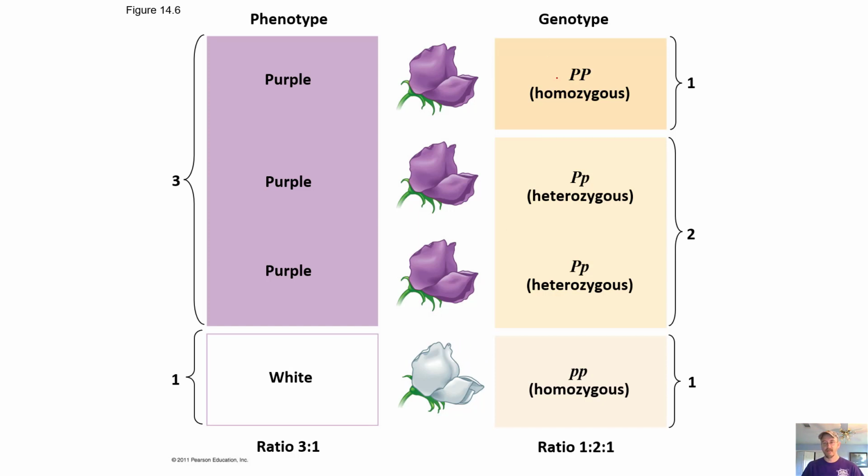If we look at the genotypes, we get a big P, big P, a big P, little p, and a big P, little p, and a little p, little p. Big P, big P, little p, big P, little p, little p. So a 1 to 2 to 1 genotype ratio. So it's a 3 to 1 phenotype ratio, purple to white, and a 1 to 2 to 1 genotype ratio. 1 of these to 2 of these to 1 of those.